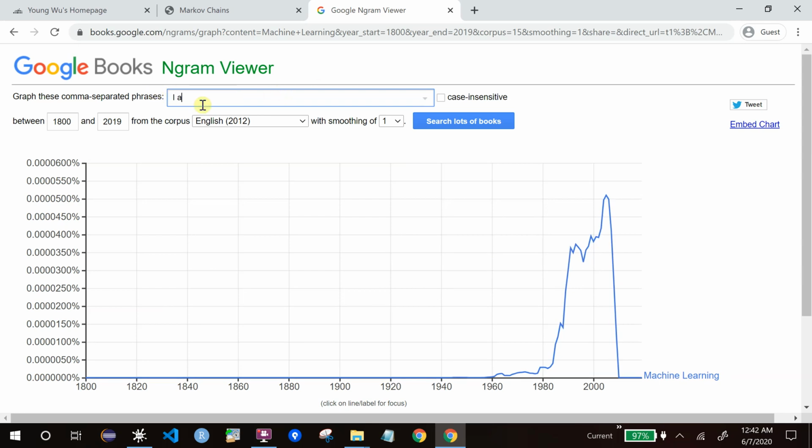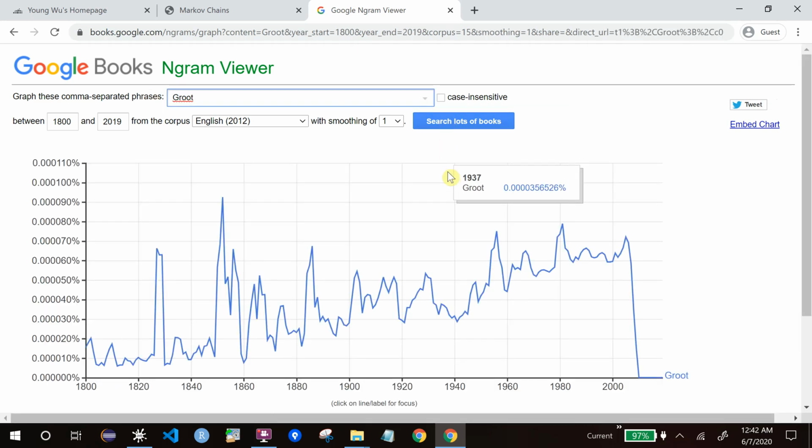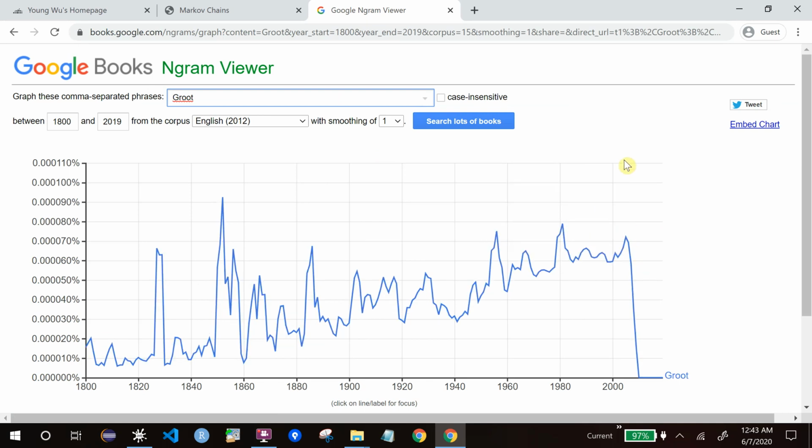And we're going to try this I am Groot thing. Oh, okay, nothing. So the books do not include these books. So let me actually try only Groot. So Groot is actually something. I don't actually know what it is, but it's something. And it's kind of popular very early, and it's still kind of popular. So I'm actually not sure what this is.